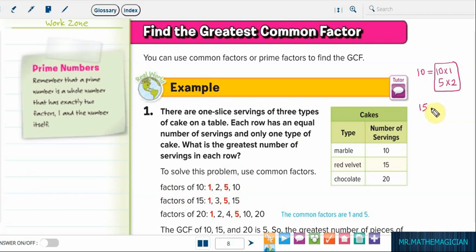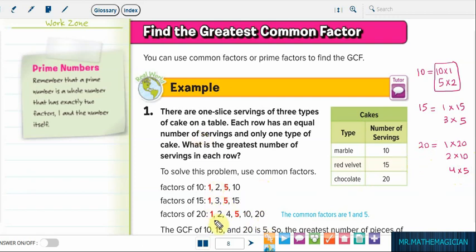For the number 15, maybe it's 1 by 15, maybe it is 3 by 5. So we can list the factors of 15 as 1, 3, 5, 15. For the number 20, 20 may be 1 by 20, maybe 2 times 10, maybe 4 times 5. So the factors of 20 are 1, 2, 4, 5, 10, 20.